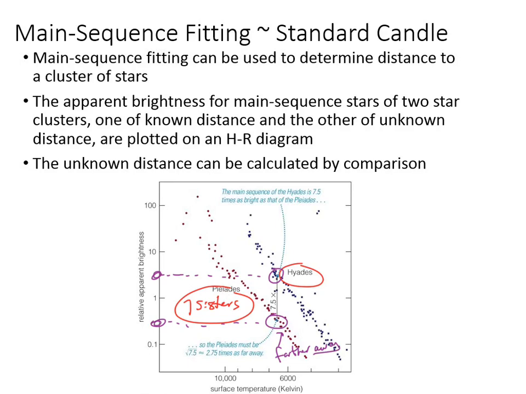It should be the same. It's a standard candle. It should be the same brightness if they were at the same distance. But this is dimmer, so this must be farther away. This is brighter, so this is closer. So this is a way of using a standard candle. What we can say is that the Pleiades are 2.75 times farther away from us, just based upon this sort of main sequence fitting.